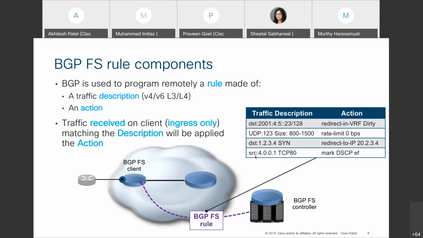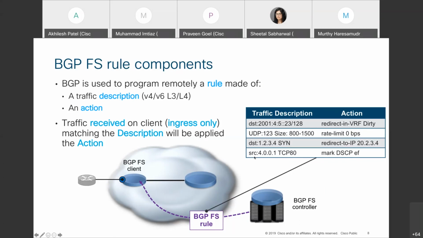Some of those traffic descriptions and actions are shown here on the right side in the table, where when a particular destination matches, it is redirected to a dirty VRF. You have UDP port 123, packet size 800 to 1500, you rate limit to 0 BPS. This is important here. There's actually no such drop action, but rather you rate limit to 0 BPS, which is equal to dropping the packet. And then a couple of other examples.